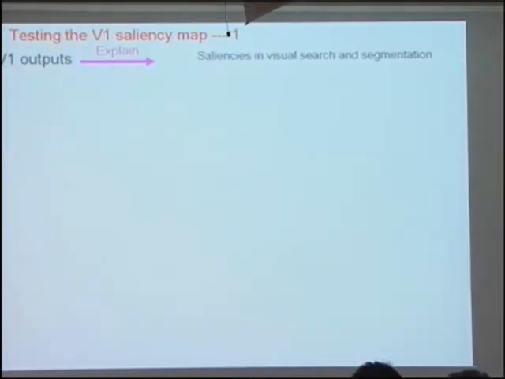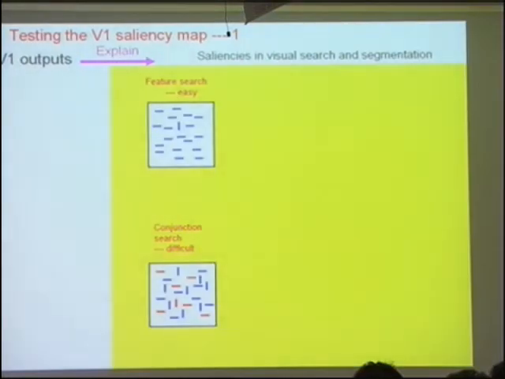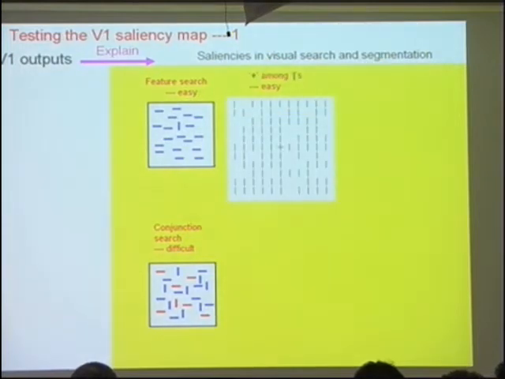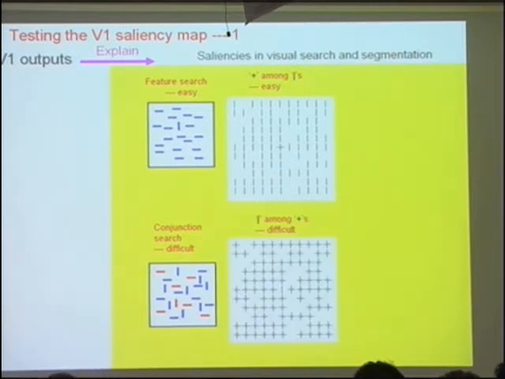If we have this theory, it still sounds very speculative, but we need to test it. To test it, you ask, can V1 output explain visual behavior in visual search? We already know this is salient, this is not salient, and intuitively it might explain it, right? But we have lots of other things. You see a salient cross among bars. But here, what is salient? You don't really see it, right? Actually, it's the opposite: crosses become bars, bars become crosses.